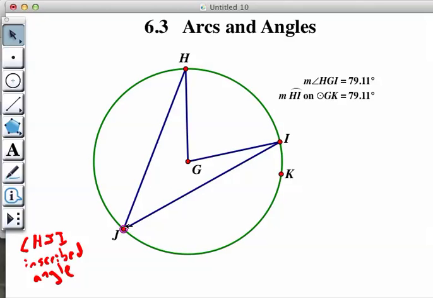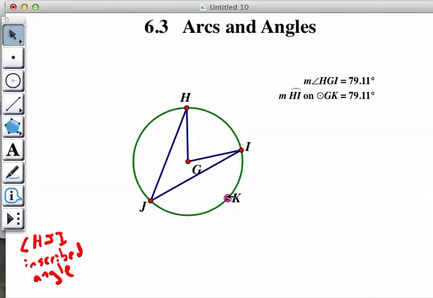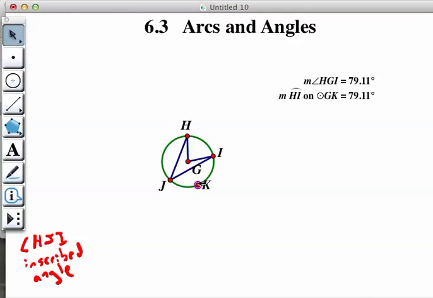But what does that tell me about the angle measure here of angle HJI, this inscribed angle? Well, remember, the inscribed angle HJI intercepts the same arc as central angle HGI. But if I get this circle a little bit smaller, it becomes pretty evident that even though it intercepts the same arc, it's not the same size. So I can't use that reason.